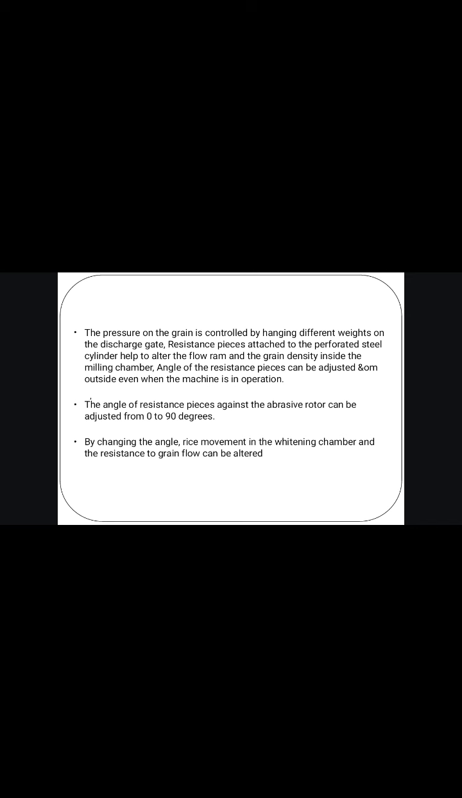The pressure on the grain is controlled by hanging different weights on the discharge gate. Resistance pieces attached to the perforated steel cylinder help to alter the flow, rice movement and the grain density inside the milling chamber. The angle of resistance pieces can be adjusted from outside even when the machine is in operation. The angle of resistance pieces against the abrasive rotor can be adjusted from 0 to 90 degrees. By changing the angle, rice movement in the whitening chamber and the resistance to grain flow can be altered.